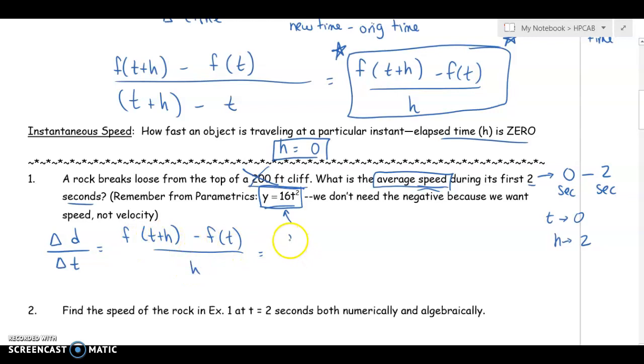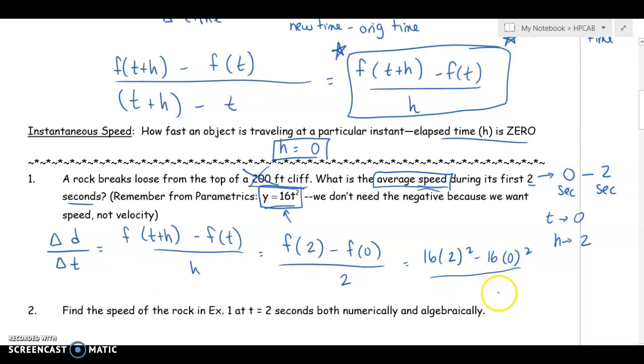Let's plug those in. So you're going to be doing f of t plus h, 0 plus 2 is 2, minus f of t, so f of 0, all over h, which is 2. All right, and then you can plug it into your equation. So f of 2 means you plug 2 in, you're going to have 16 times 2 squared, minus f of 0, so minus 16 times 0 squared, all over 2.